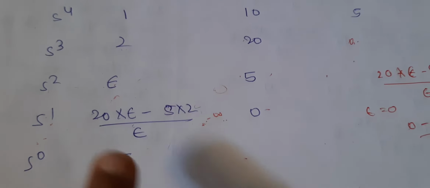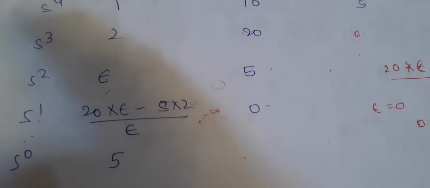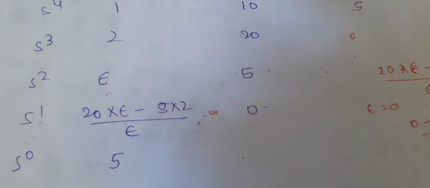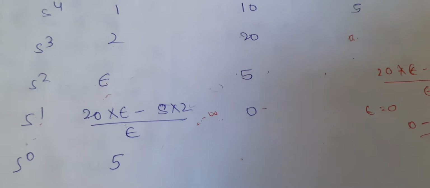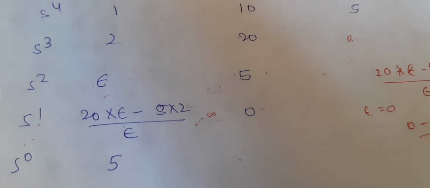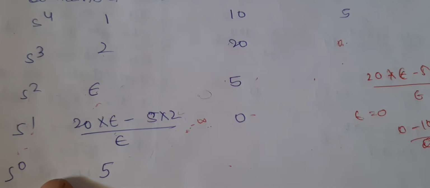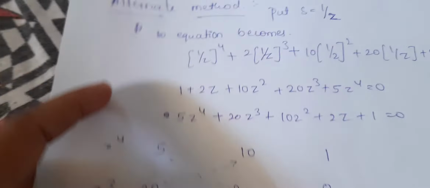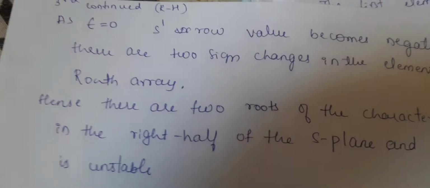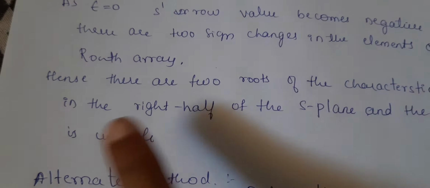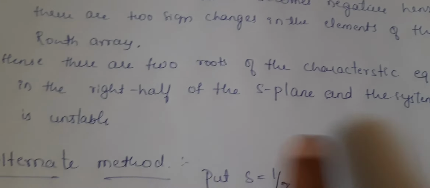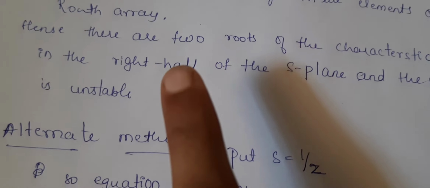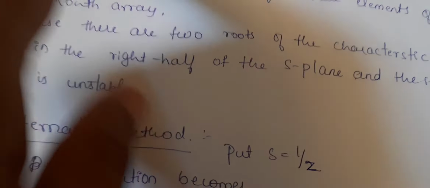So there are two sign changes, which means there are two roots in the right half of the S plane. Hence there are two roots in the right half of the S plane, and the system is unstable.